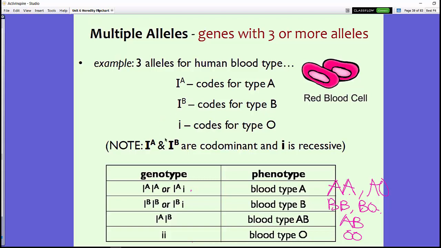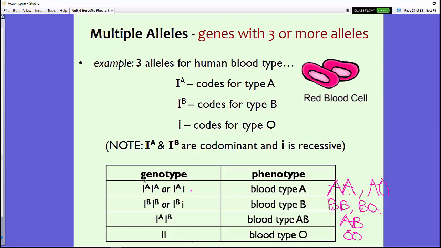Now O is coded as the recessive trait, so we use the lowercase i here. Now we have a note here that says that both the A allele and the B allele are codominant. Neither one is going to be dominant over the other. However, little i is recessive. So our blood type O is recessive. So if we take a look here at how we might write the genotypes.